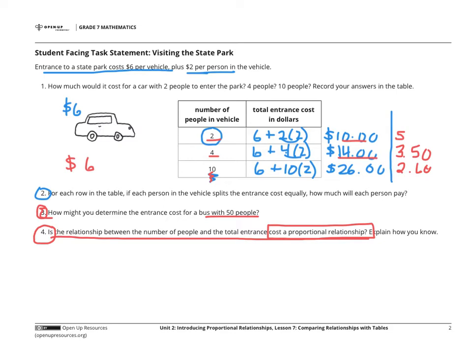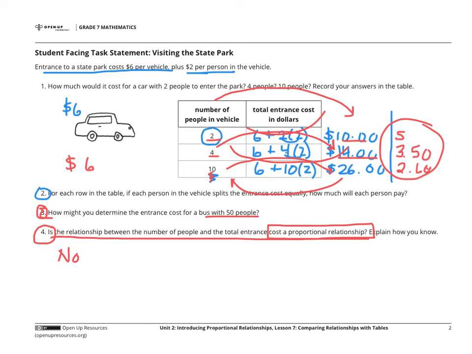It means that there's the same number. I go from here to here by multiplying by the same number. Well, to go from here to here, when I divided, I did not get the same number each time, so we say, no, it's not proportional. And the reason I know that is because when I divided, I did not get the same number each time.